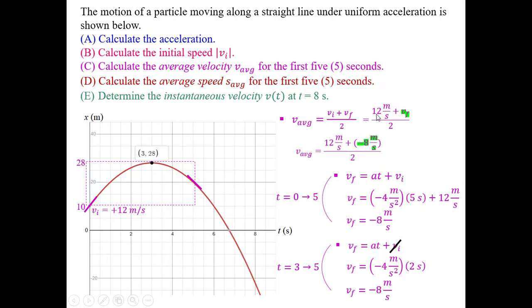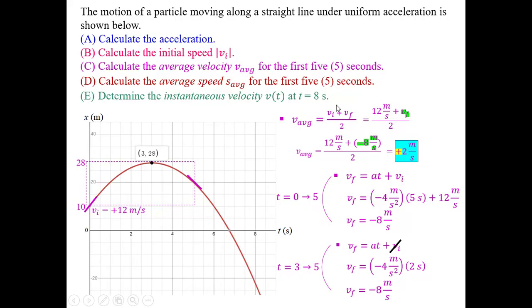So once you have VF though, you can just plug it back into the average velocity function. Once again, 12 meters per second plus VF. We just found what VF is. VF is indeed negative 8 meters per second. So 12 plus negative 8 is a positive 4, and then positive 4 divided by 2 will give us an answer of positive 2 meters per second. And I highlight the positive sign because it asks for average velocity, which is a vector quantity. Okay, so velocity is a vector quantity, so you do need to provide a direction. It didn't say magnitude, so I actually do need to give you a direction.